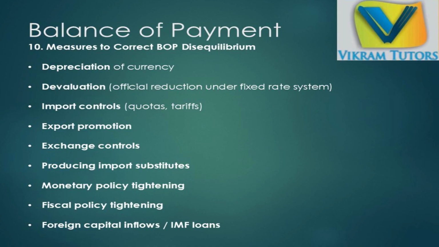To address a balance of payments disequilibrium, several corrective measures are commonly employed. Currency depreciation and devaluation make exports more competitive while discouraging imports, helping to restore external balance.